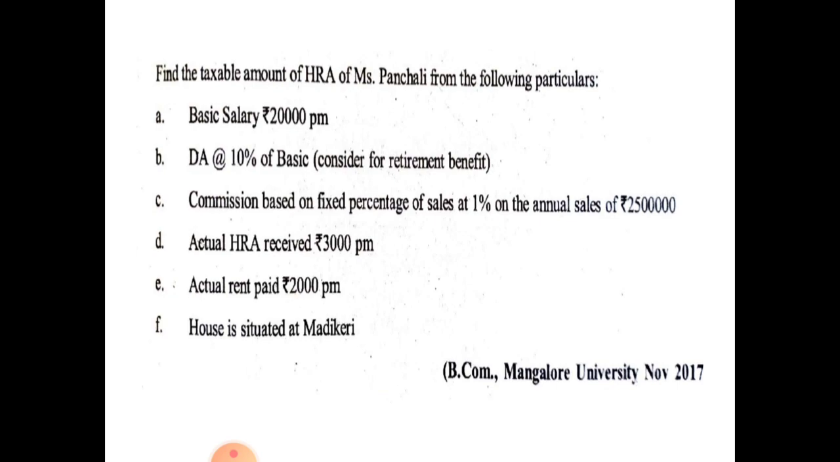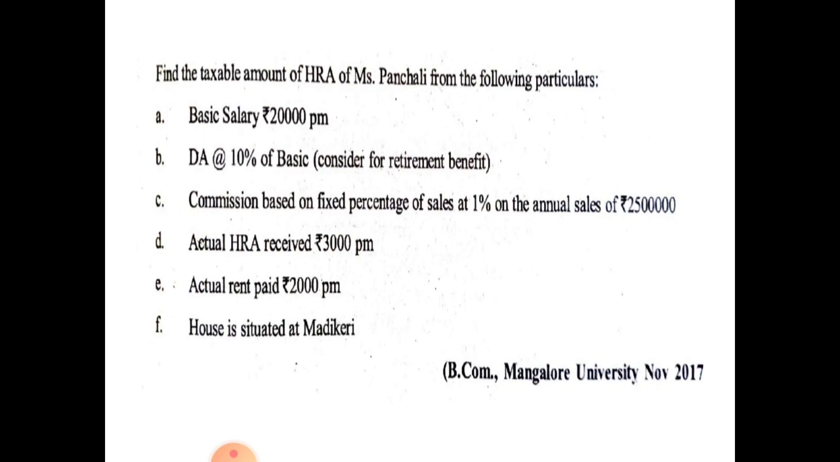Next, see this problem. Find the taxable amount of HRA of Miss Panchali from the following particulars. Basic salary 20,000 per month. DA at 10% of basic, considered for retirement benefit. Commission based on a fixed percentage of sales at 1% on the annual sales of rupees 25 lakhs, which means 1% of the turnover of 25 lakhs, that is 25,000. If you want, take the calculation here only: 1% of 25 lakhs, 25,000.